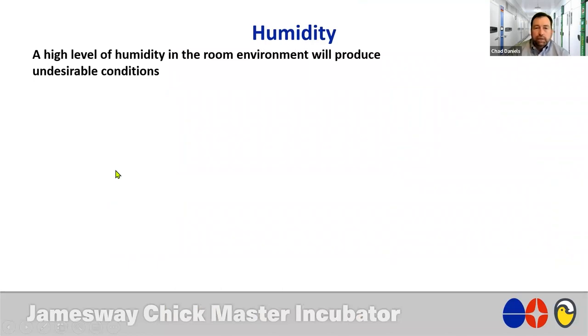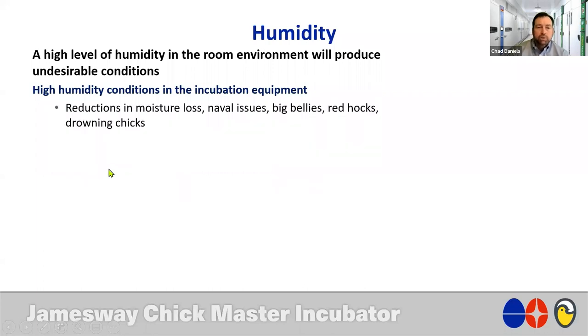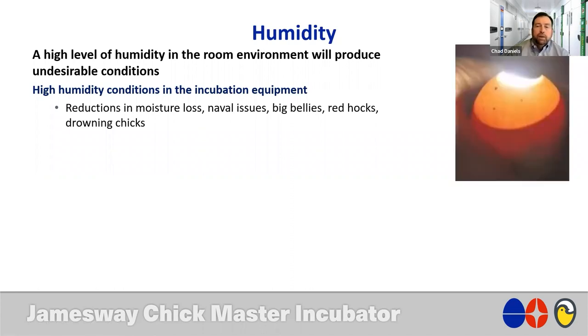A high level of humidity in the room environment will produce undesirable conditions. High humidity conditions in incubation equipment generally cause reductions in moisture loss, producing navel issues, big bellies, red hocks, and drowning chicks. A lot of times I go to hatcheries on a visit and they don't have any moisture loss data. So we'll spend time using a flashlight and candling some eggs at transfer just to recognize how big our air cell is, to help us determine at least a quick check on whether we feel like we're getting adequate moisture loss or not.